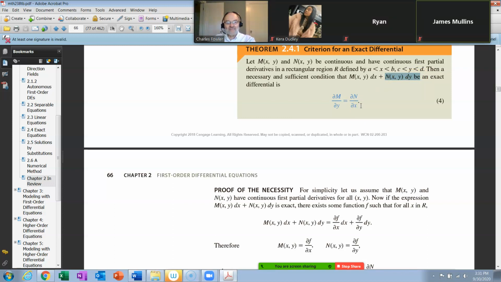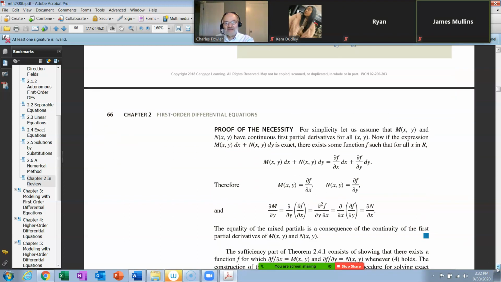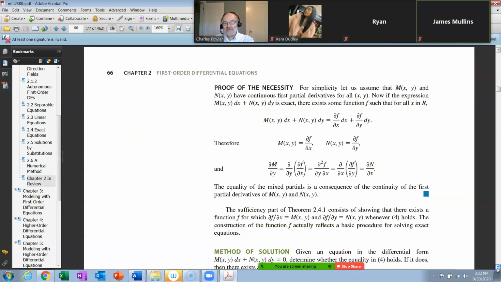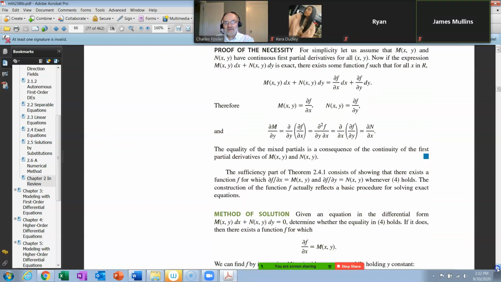Okay, now they go through some of the proof for the necessity part. Remember we said necessary and sufficient. Here is part of the necessary. Now I'm not going to go into this in gory detail, but let's just take at least a cursory glance of it. Let me get this hot book out of my lap. Okay, for simplicity, let's assume that your M of x,y and N of x,y have continuous first partial derivatives for all x,y, not just in some special region.